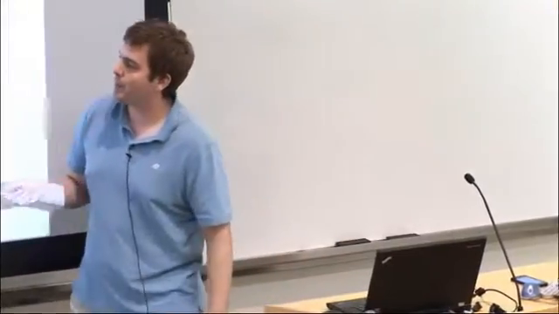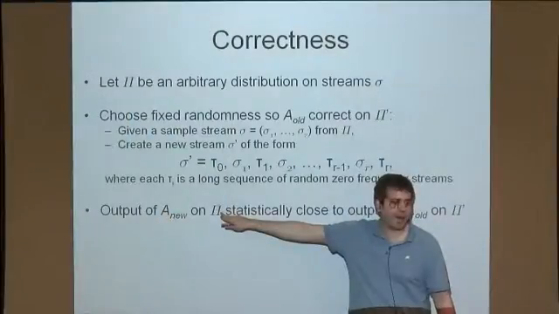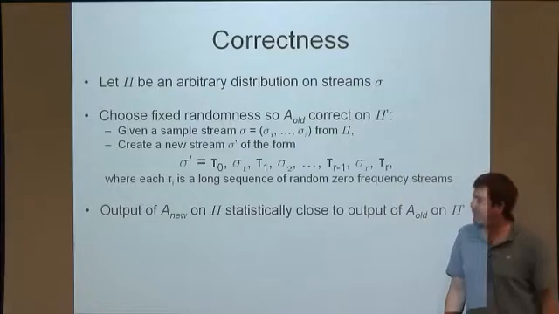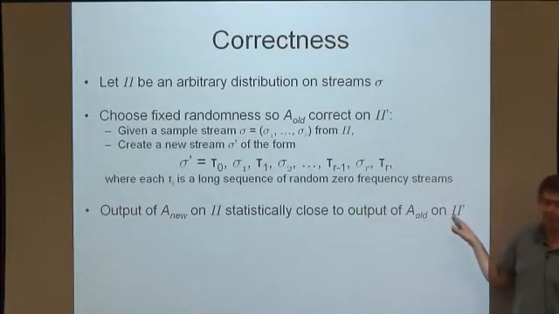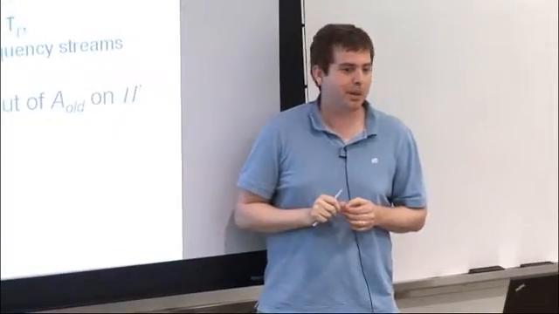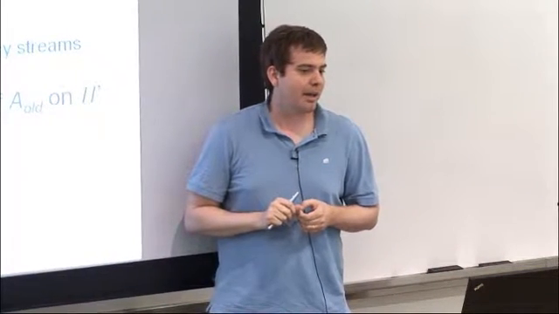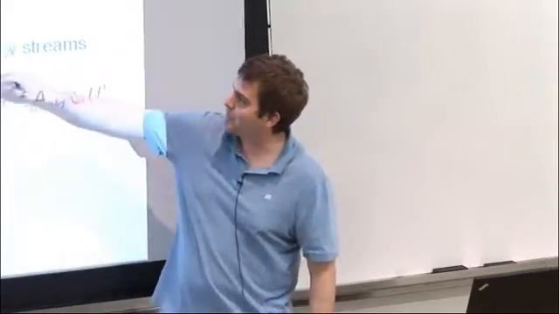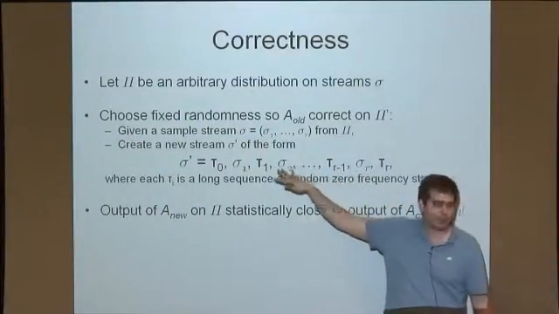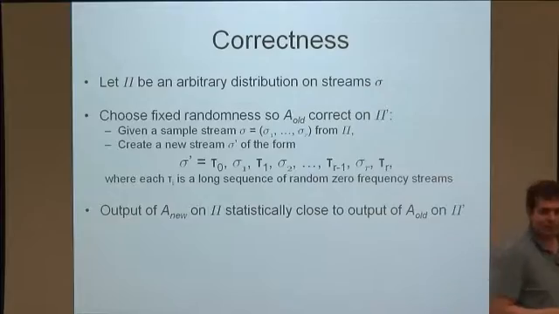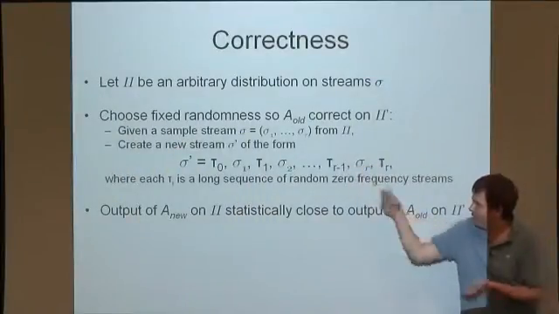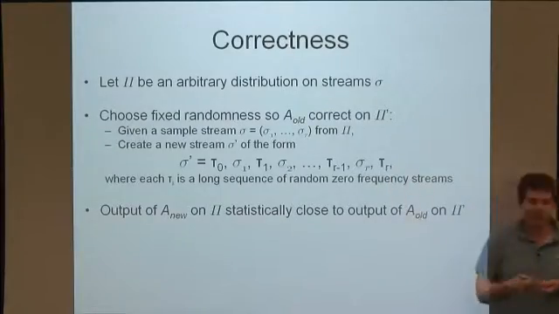And the key property is that the output of the new automaton on distribution pi is statistically close to the output of the old automaton on distribution pi prime. And note that the answers are the same, right? If I'm putting a bunch of zero frequency streams for a fixed stream, the underlying frequency vector x generated from sigma or sigma prime is the same.